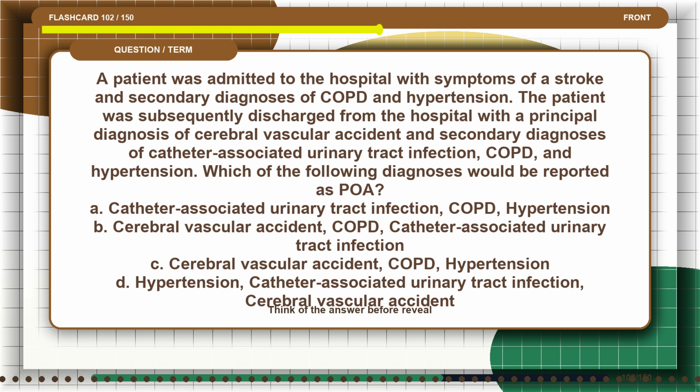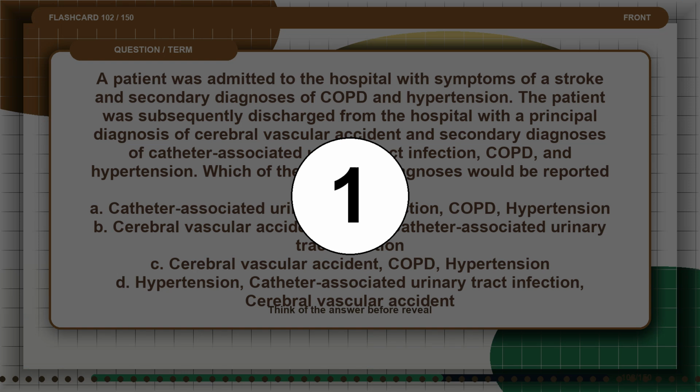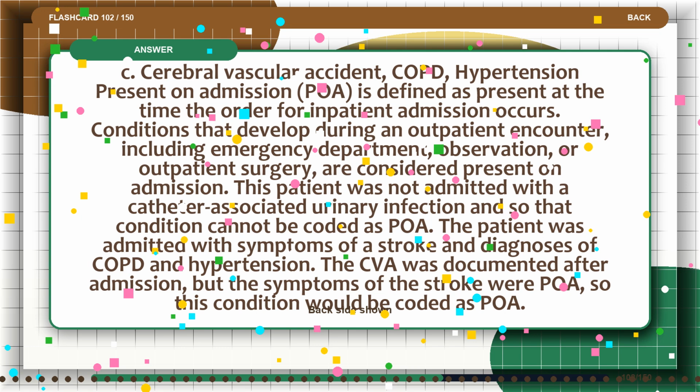Which of the following diagnoses would be reported as POA? A. Catheter-associated urinary tract infection, COPD, hypertension. B. Cerebral vascular accident, COPD, catheter-associated urinary tract infection. C. Cerebral vascular accident, COPD, hypertension. D. Hypertension, catheter-associated urinary tract infection, cerebral vascular accident. Think of the answer before the reveal. The answer is C. Cerebral vascular accident, COPD, hypertension present on admission.